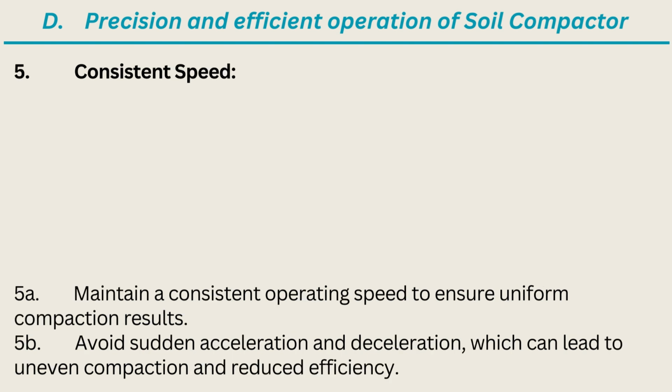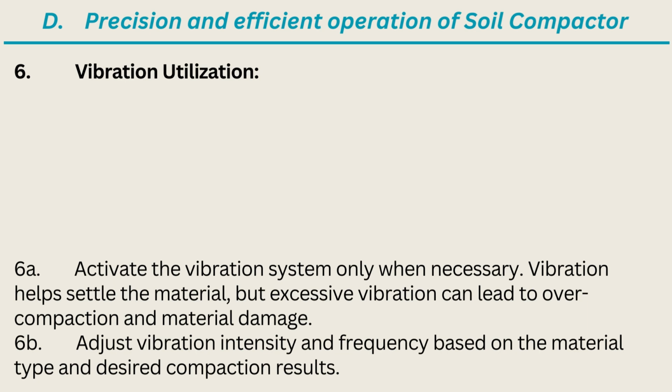5. Consistent speed. 5A. Maintain a consistent operating speed to ensure uniform compaction results. 5B. Avoid sudden acceleration and deceleration, which can lead to uneven compaction and reduced efficiency. 6. Vibration utilization. 6A. Activate the vibration system only when necessary. Vibration helps settle the material, but excessive vibration can lead to overcompaction and material damage. 6B. Adjust vibration intensity and frequency based on the material type and desired compaction results.